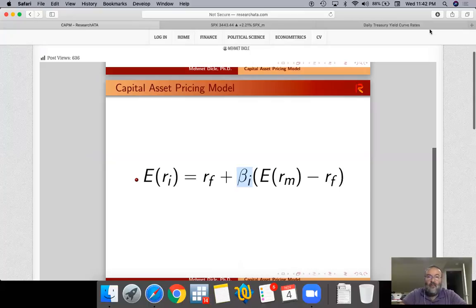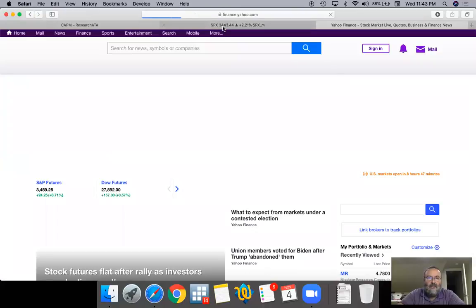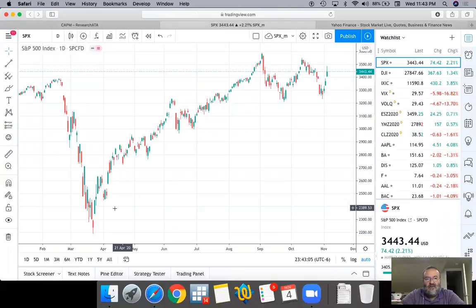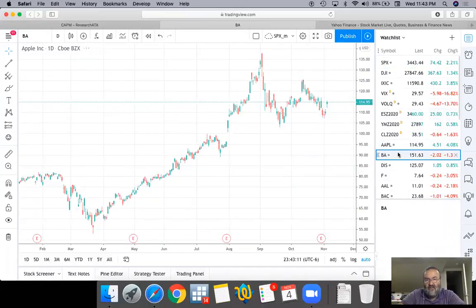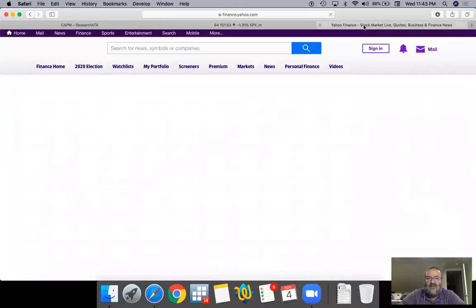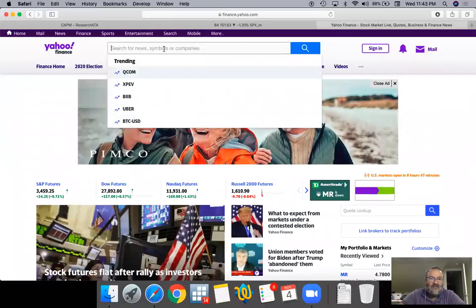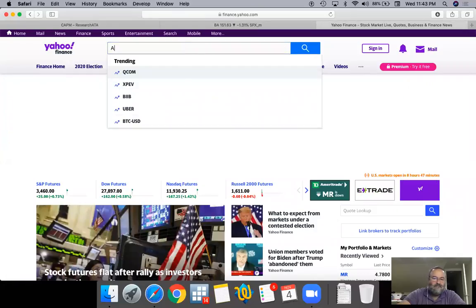So let's go to Yahoo Finance and take a look. So this is our S&P 500. And obviously, when you look at Apple, you know that it has outperformed the market. And when you look at Boeing, we know that it actually underperformed the market big time. So let's take a look at the betas, or the correlation coefficients, of these individual companies with the overall market.